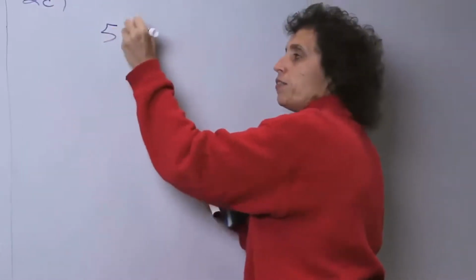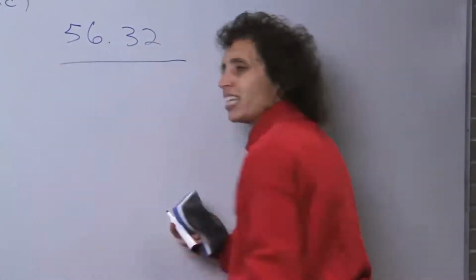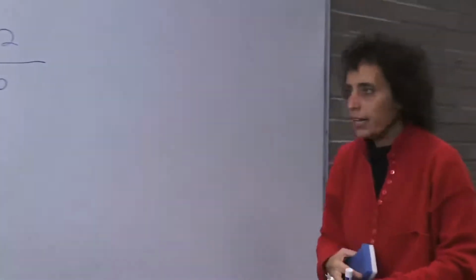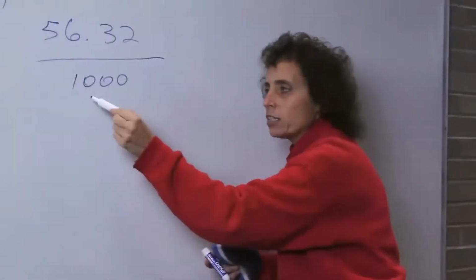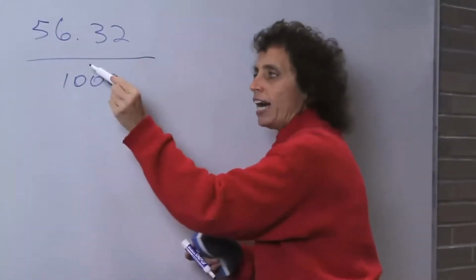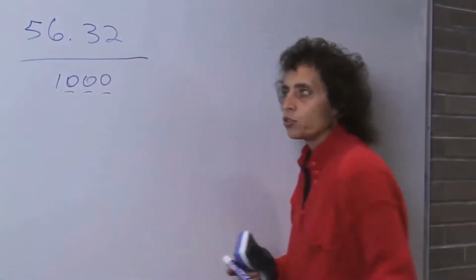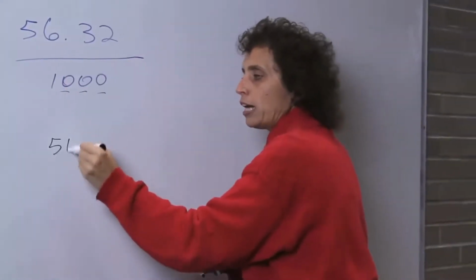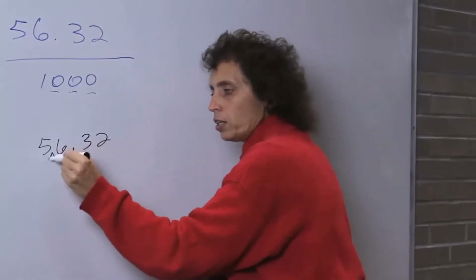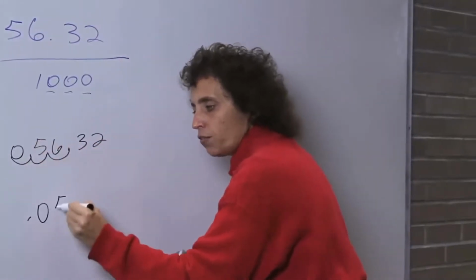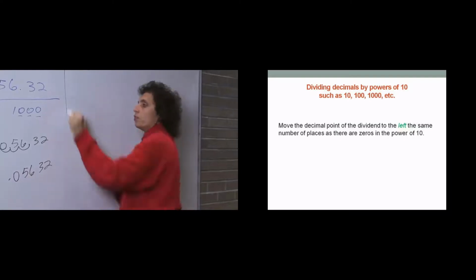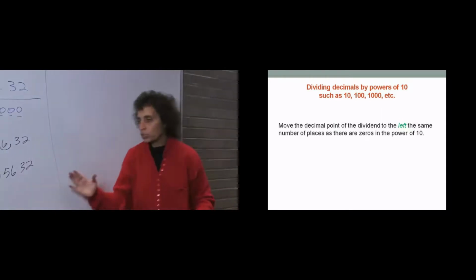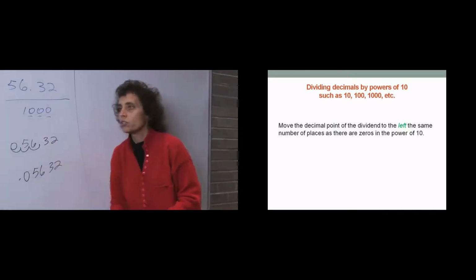2C, 56.32, or 56 and 32 hundredths, divided by 1,000. Okay, that's a power of 10 bigger than 1, so I move the decimal as many places as there are zeros in my number. So there are 3 zeros, so I'm going to move the decimal 3 places to the left. 1, 2, 3. So it's 0.05632. That's what happens when you divide by a power of 10 bigger than 1. You wind up moving the decimal to the left as many places as there are zeros.